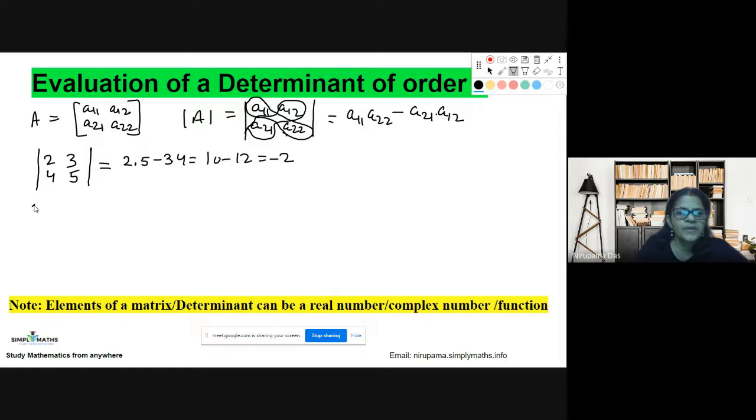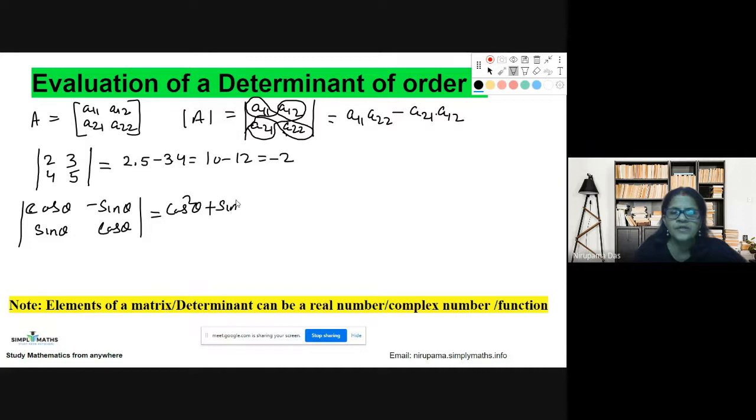Okay, let me take another determinant. Evaluate this determinant: cos theta, minus sin theta, here sin theta, here cos theta. It is a question from your NCERT book, exercise 4.1. Cos theta into cos theta, cos square theta, minus sin theta into minus sin theta, which means minus of minus sin square theta. It's plus sin square theta, which gives 1.